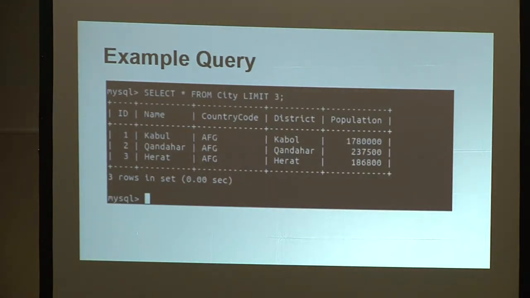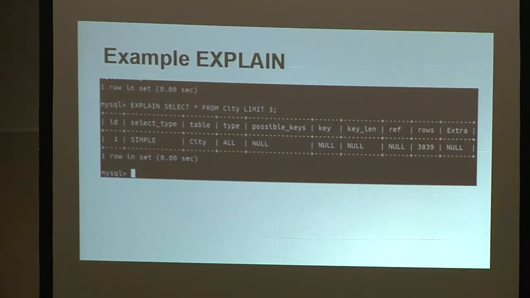So let's have a query. Select everything from city, and we gave it a limit. So in this case, it gave us the ID number, the name, the country code, district, and population. Forgive me for being pedantic at the start, but I need to get you all at the same base. So if we run EXPLAIN on this, it tells us that we had a simple query on the city table, and that there were no keys or indexes it could use. And to get those three records, it estimated it was going to have to read 3,839 lines in the table.